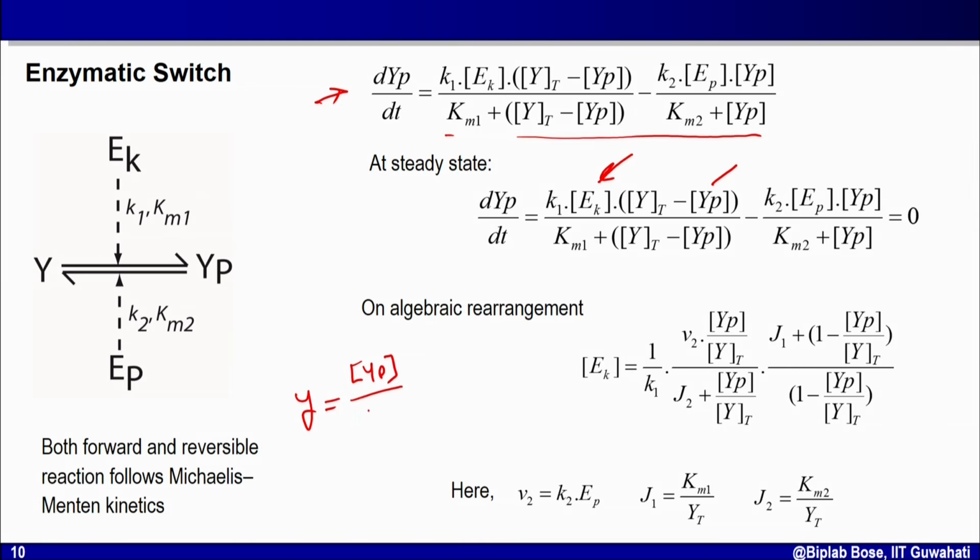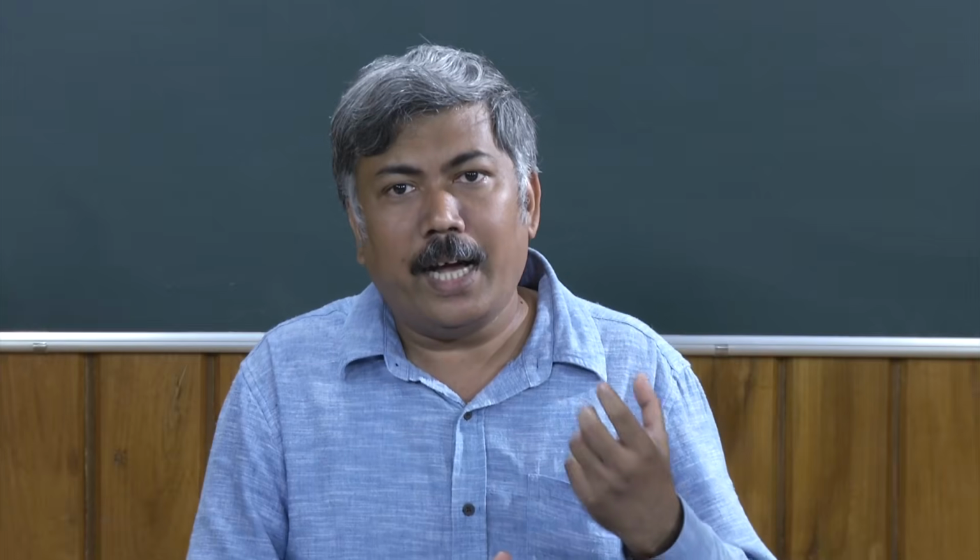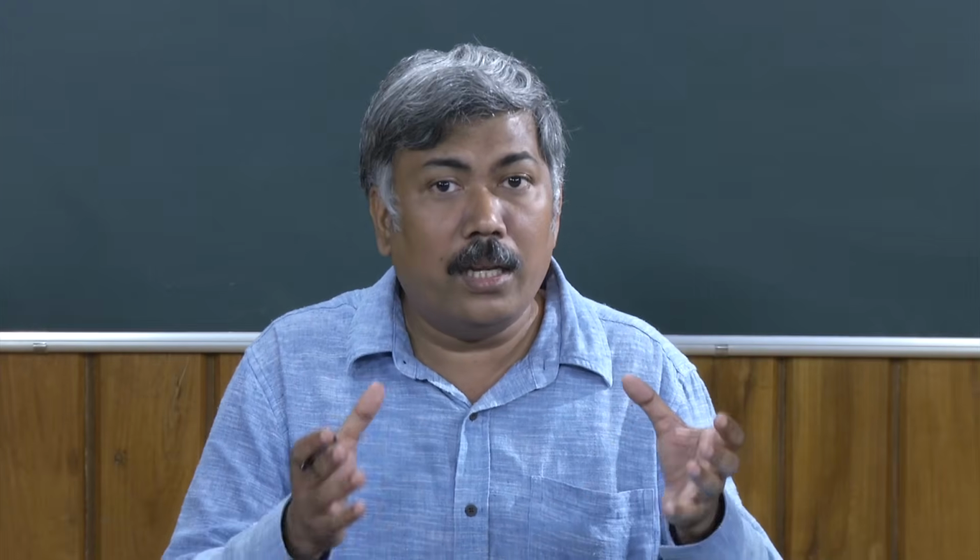So, Yp divided by Yt. This is nothing but the fraction of Y which is phosphorylated. And in fact, a biologist can measure this, that is Yp by Yt, the fraction of the total protein Y which is phosphorylated, by different assays. For example, by Western blot or by ELISA, I can actually measure not the total or real number of protein which is phosphorylated, but I can measure the fraction of the total protein which is phosphorylated.